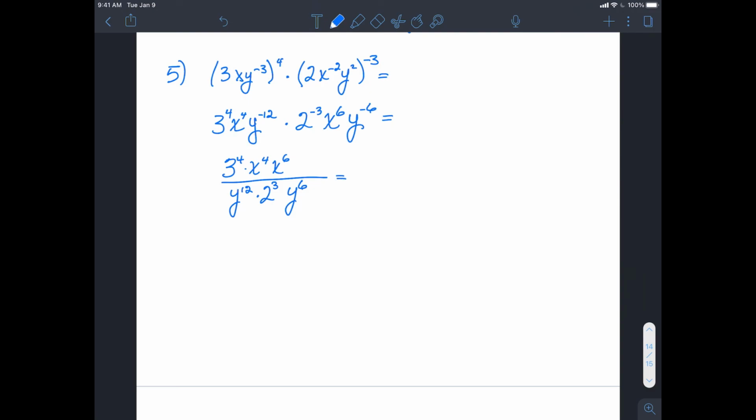So we'll do a little more work here. 3 to the 4th is 81. X to the 4th times x to the 6th is x to the 10th. And in the denominator, 2 to the 3rd is 8. And y to the 12th times y to the 6th is y to the 18th.